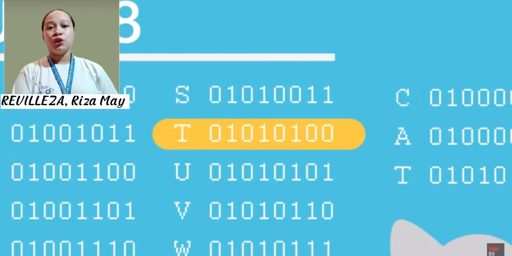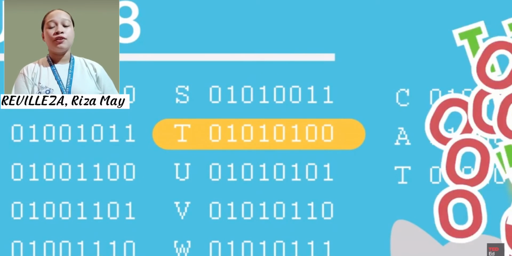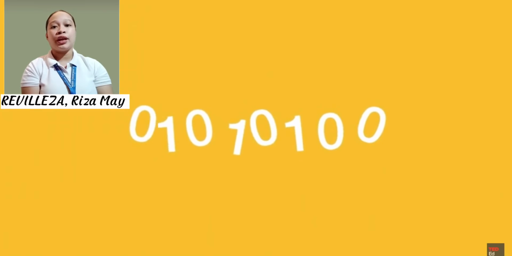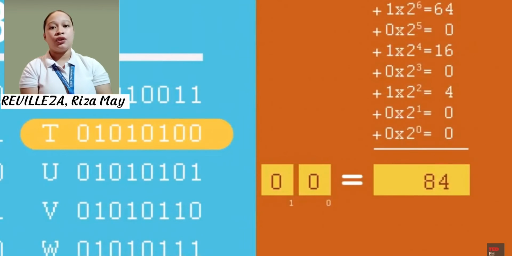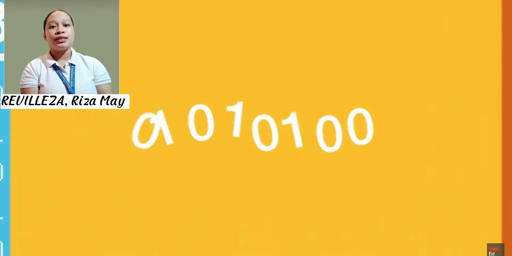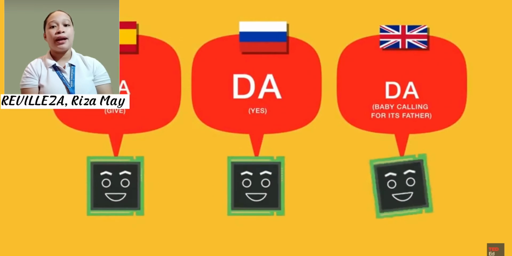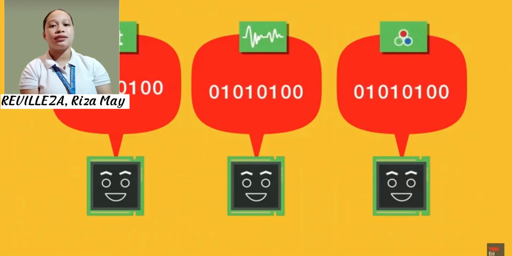So how can you know whether a given instance of this sequence is supposed to mean T or 84? Well, you can't tell from seeing the string alone, just like you can't tell what the sound "da" means from hearing it in isolation. You need context to tell whether you are hearing Russian, Spanish, or English, and you need similar context to tell whether you're looking at binary numbers or binary text.